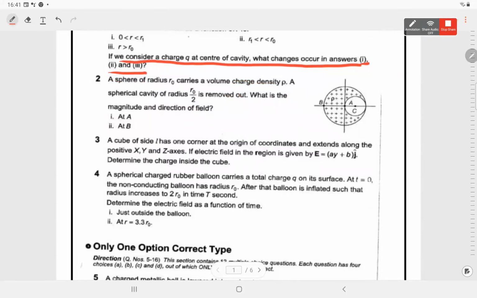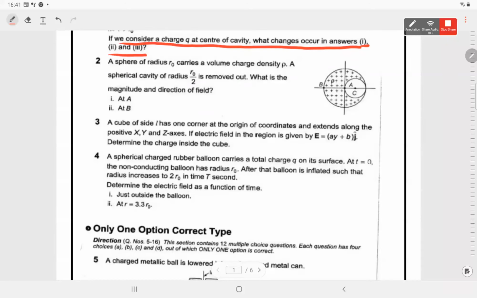Question number 3. A cube of side length L has one corner at the origin of coordinates and extends along the positive x, y and z axes. If the electric field in the region is (A y + B) J cap, determine the charge inside the cube.